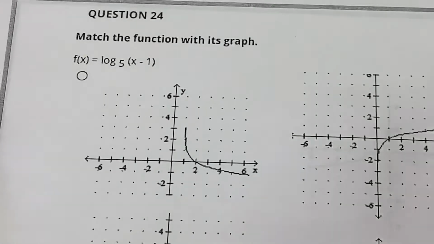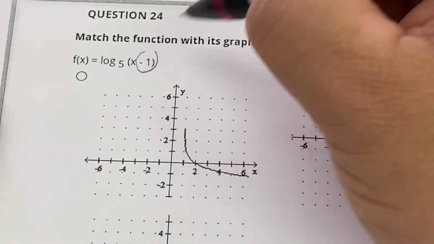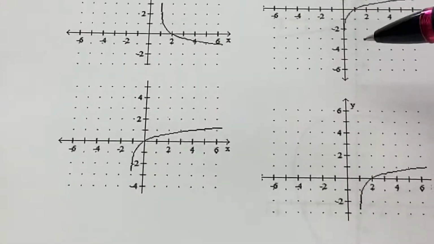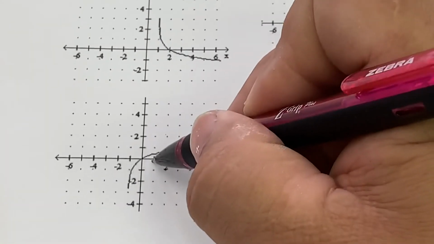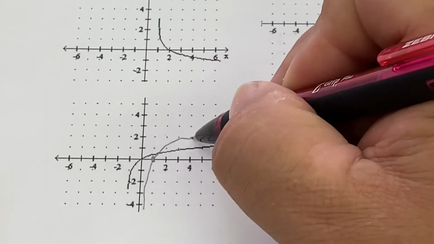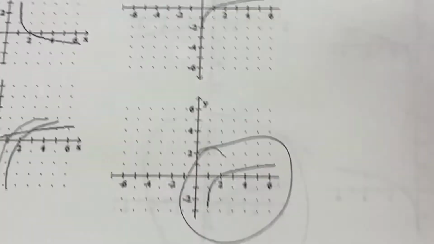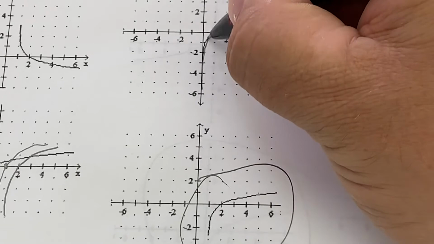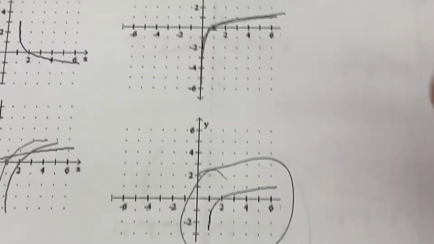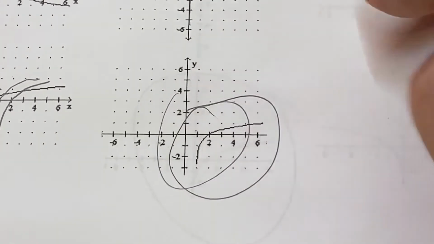Log base 5 of (x minus 1). That means the whole graph is going to shift right 1. This is the graph it looks like, but instead of shifting right 1, it shifted left 1. And there it is. This is the normal graph. It goes up along the y-axis, goes through (1, 0), and goes off forever. This one got shifted right 1.